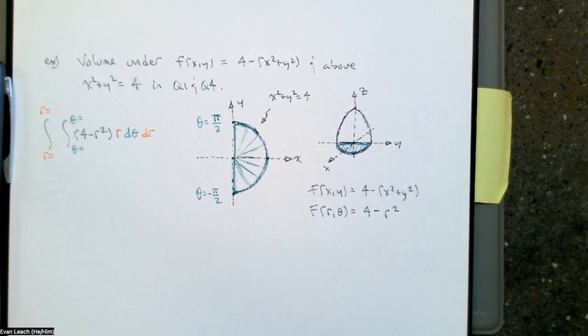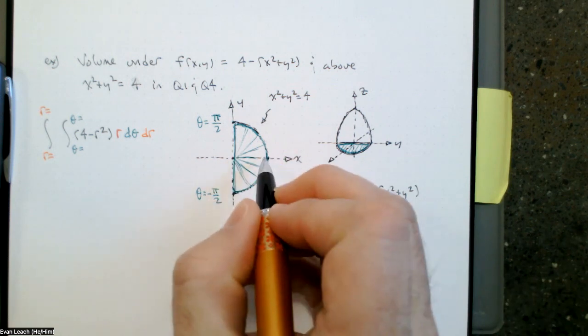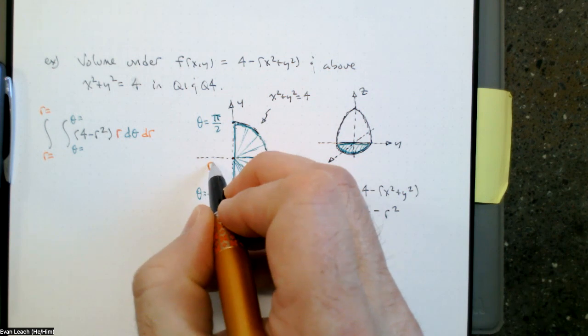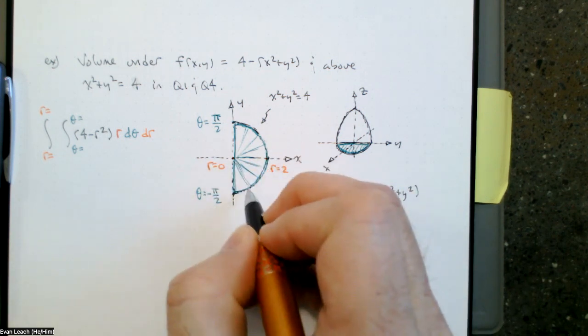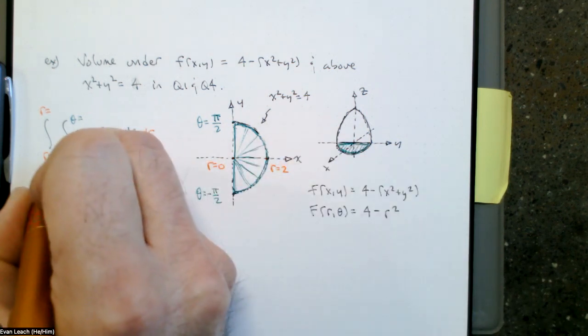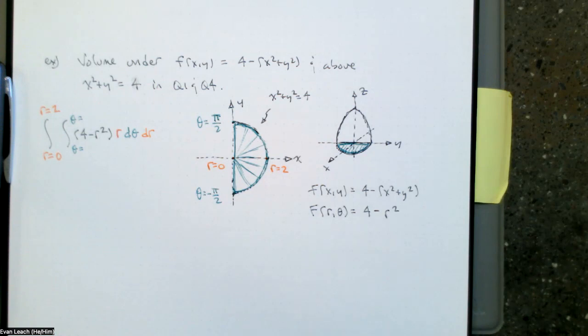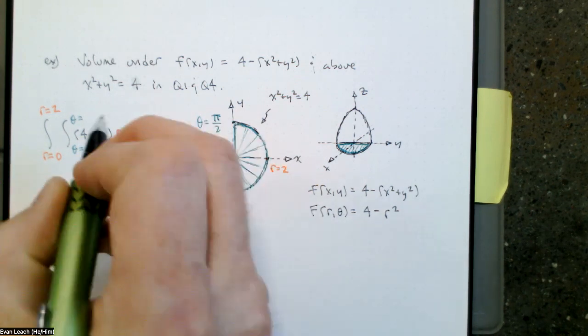Now, r is going to go from 0 to 2, the radius. So up in here is where r is equal to 0, and out here at the end is where r is equal to 2. And I want this for every value of theta. I want r to go from 0 to 2. Every value of theta, I want r to go from 0 to 2. Theta is going to go from negative pi over 2 to pi over 2.